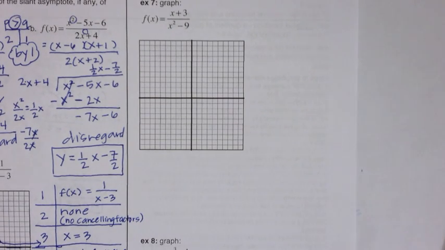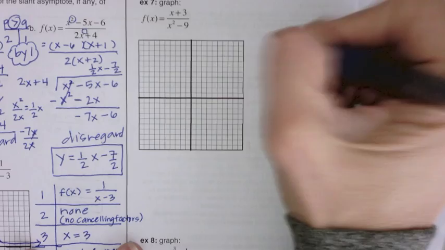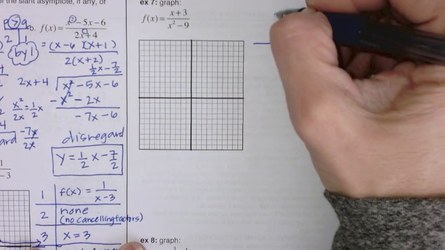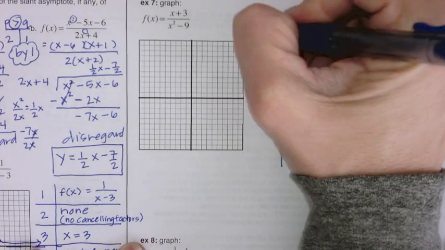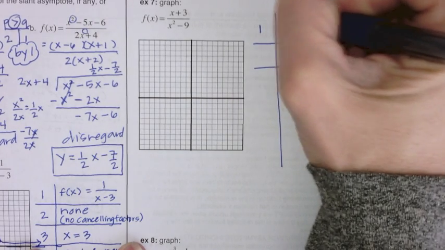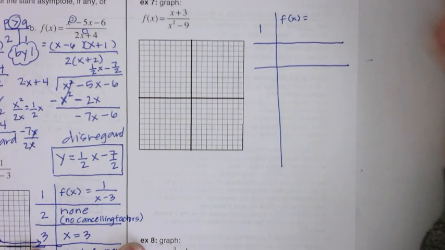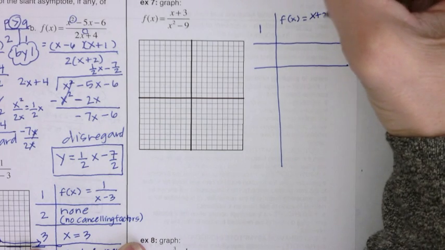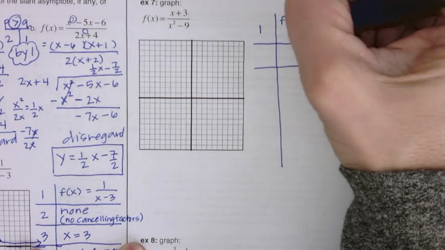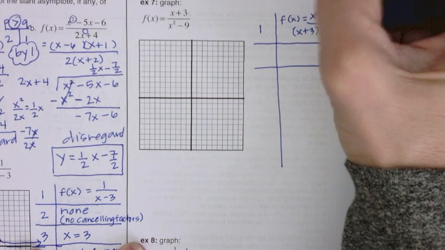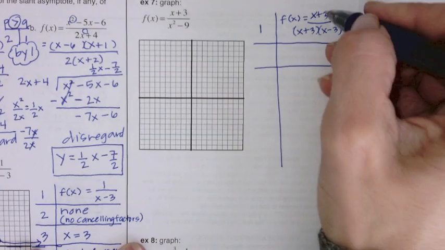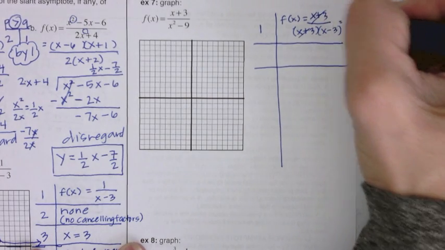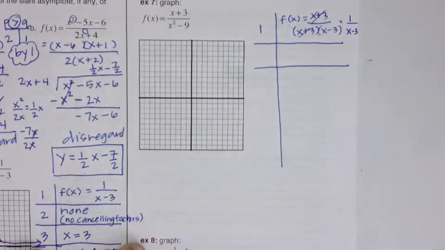Okay, this one right here we have to graph. Again, some of you are already noticing what's going to happen here that hasn't happened in our graphs yet, I hope. So step 1, f of x equals x plus 3 all over x plus 3 times x minus 3. When I cancel, bam, bam, this is 1 over x minus 3. So that's the reduced function.